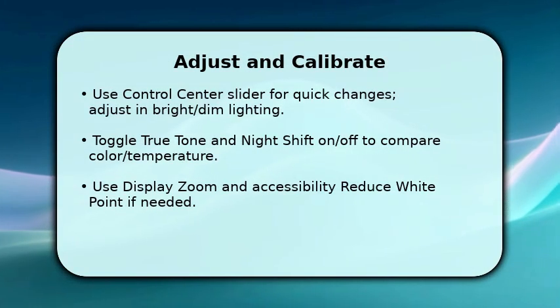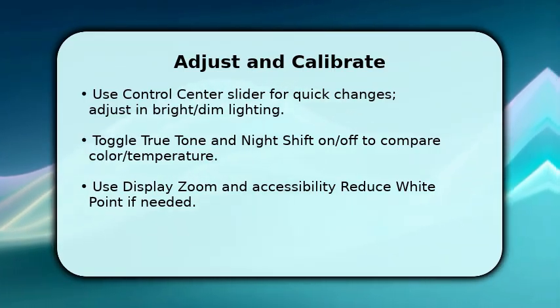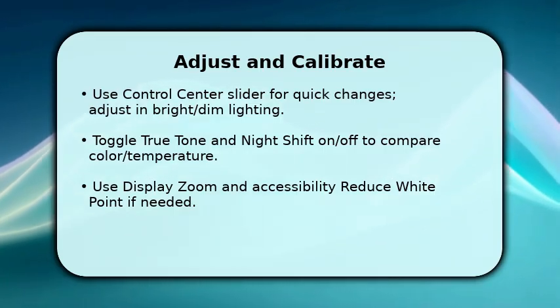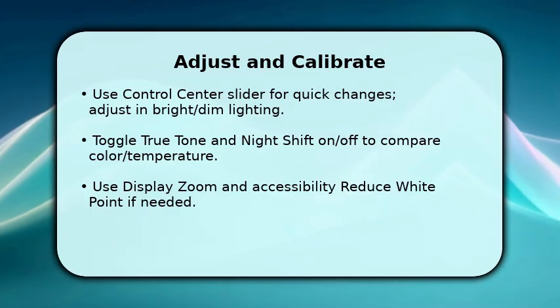Now you'll refine brightness and color. Pull down Control Center and move the slider while testing in both bright and dim rooms so you know the range works. Toggle True Tone and Night Shift on and off to compare warmth and color. This explains why the screen appears different under various lights.